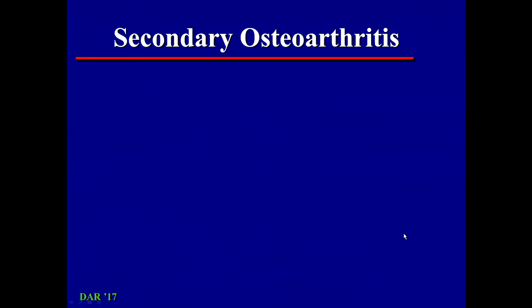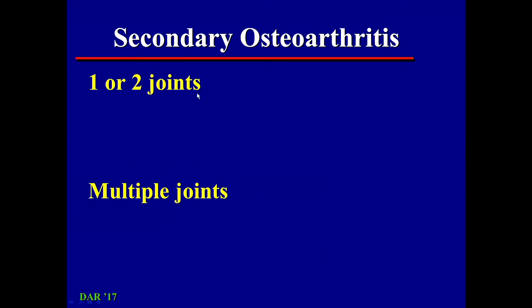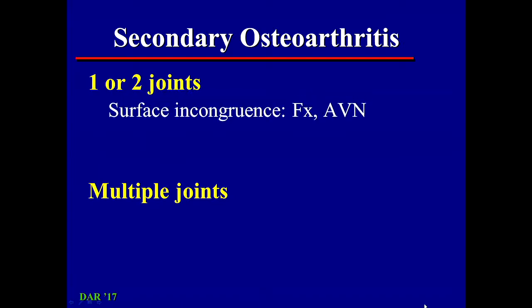Now, if we see osteoarthritis in a different distribution than what I just told you about, that's our clue that this patient has secondary osteoarthritis. And I think about this in this way. A patient can have secondary osteoarthritis maybe in one or two joints, or they can have it in multiple joints. If it's in one or two joints, you're thinking something happened to this joint. It can be that the surface is incongruent.